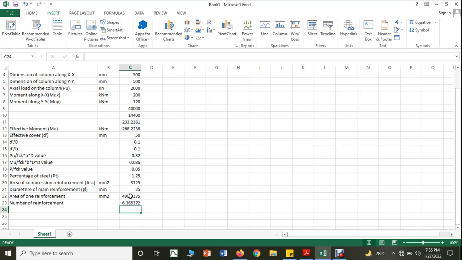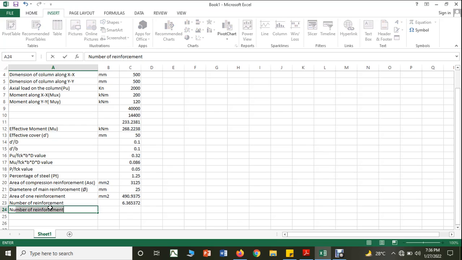Okay, it is maintained, but you cannot provide 6 or 7, so you go to 8. So therefore the actual number of rods provided, I can write it as n, will be 8.